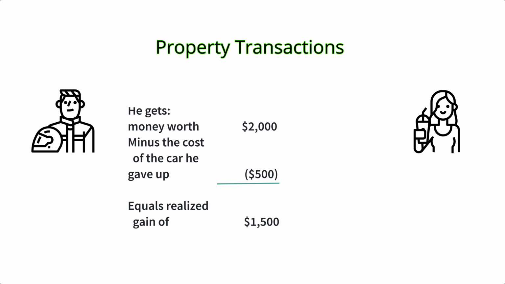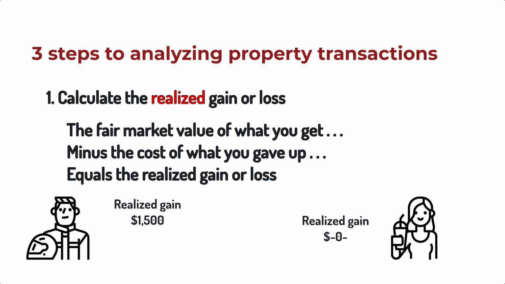The person on the left, however, received something worth $2,000, the cash. The cost of the property he gave up was $500. The difference between the two then equals a realized gain of $1,500. With a realized gain of 0, the person on the right is not very interesting, and we can stop right there. However, the person on the left with a realized gain of $1,500, that one we have to continue to the second step and determine if it's recognized.